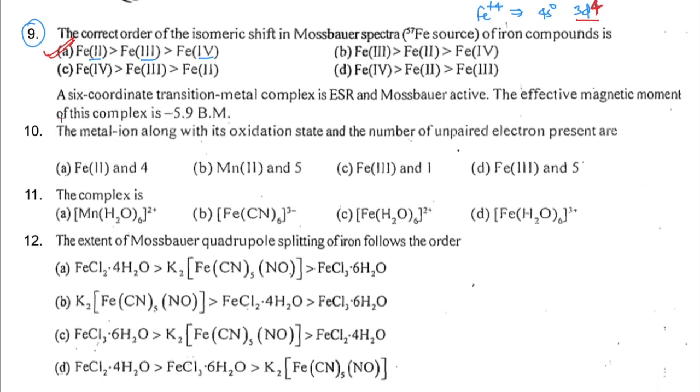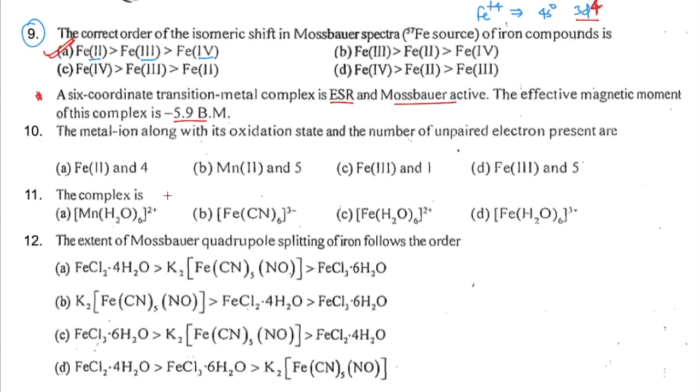Alright, let's talk about the next question, which depends upon this particular statement: a 6-coordinate transition metal complex is ESR and Mossbauer active. The effective magnetic moment of the complex is 5.9 Bohr magneton. It asks for the metal ion, along with its oxidation state, and the number of unpaired electrons present. So two things they are asking: they have given you the effective magnetic moment, 5.9 Bohr magneton, and they are also asking which metal it should be and what the number of unpaired electrons has to be.